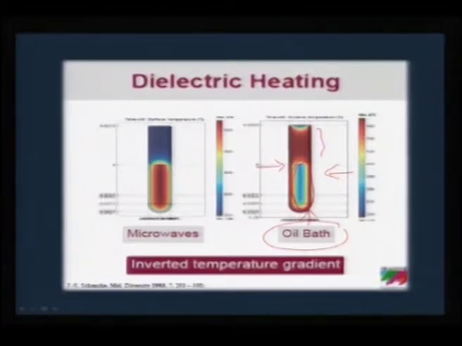Whereas, in the case of microwave, because it depends on the dielectric parameters of the material, there is voluminous heating in the material, and therefore, there is no temperature gradient that you would see, and as a result, if you are looking for any phase separation or any other possible impurity formation, this can be very easily avoided in microwave heating compared to electro heating.